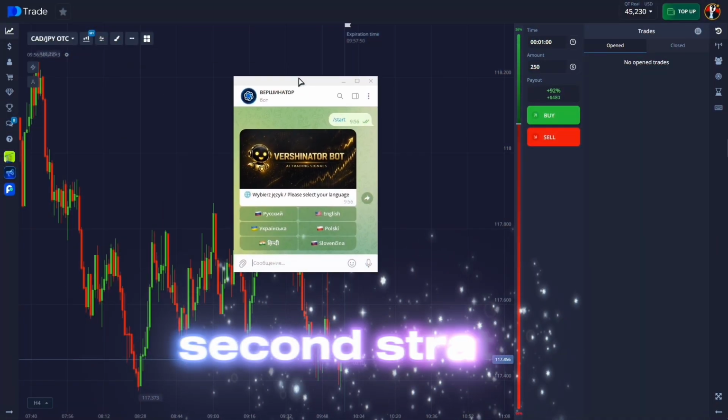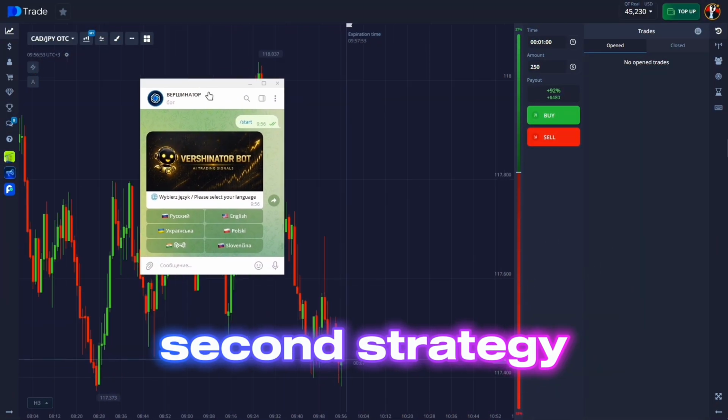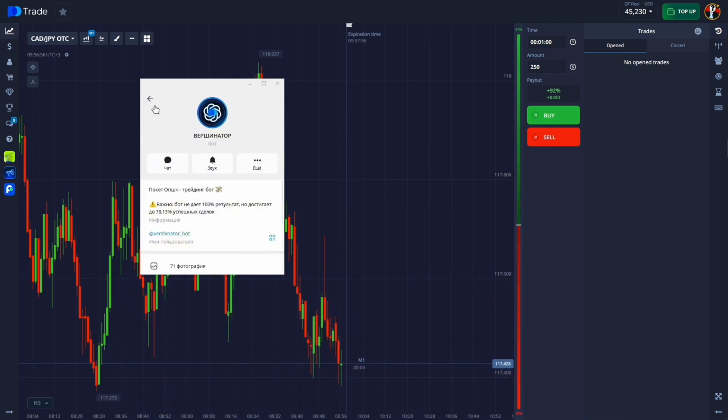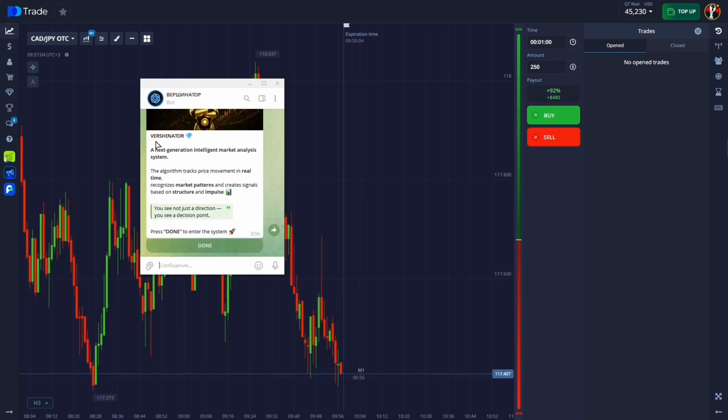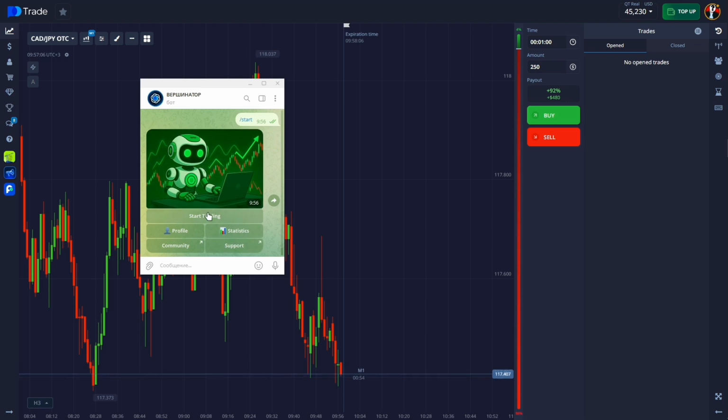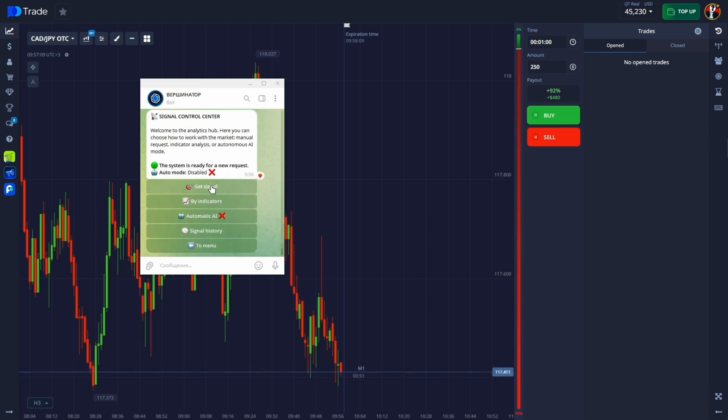The second strategy is a neural network, which I also use. Here, everything is also pretty simple. By the way, it doesn't give 100% results, but it does achieve successful trades. That's exactly what we need. So we select English, and accordingly now it says something about the neural network here. Click done and start trading. Let's get started. That's it.